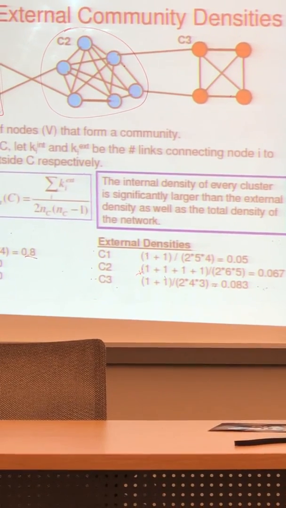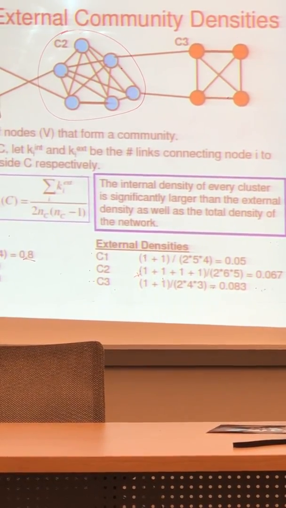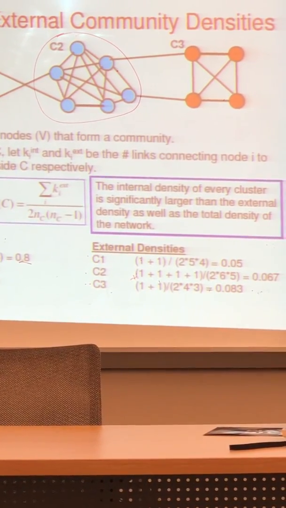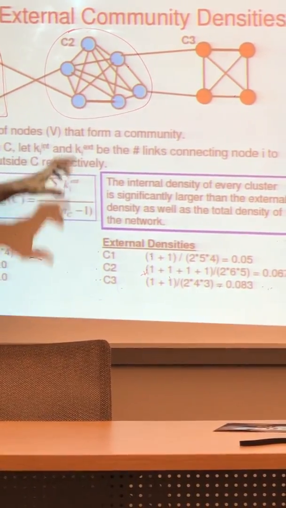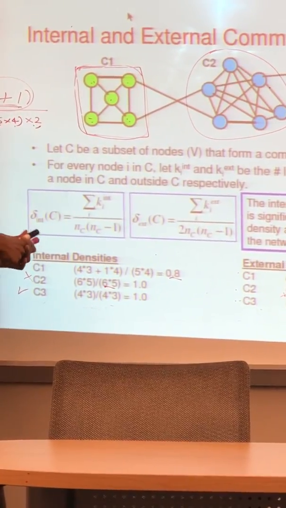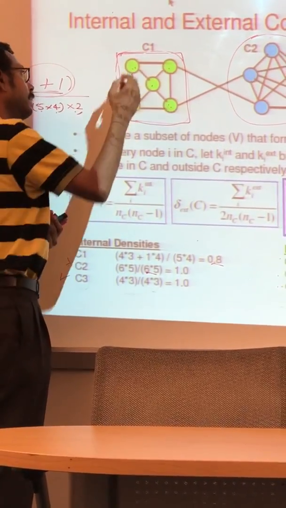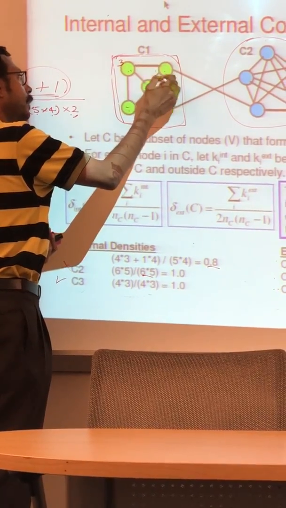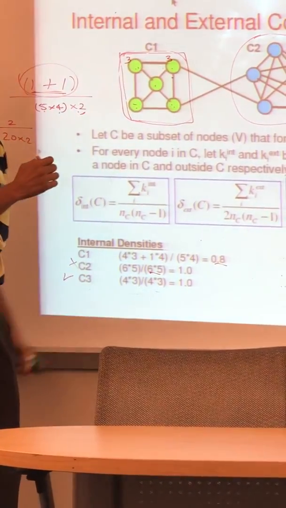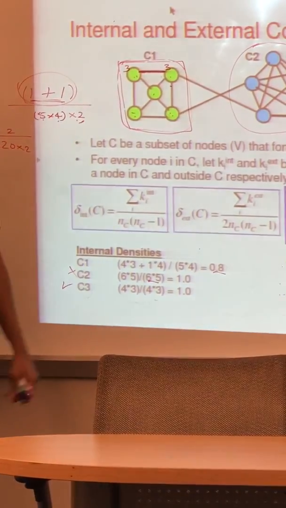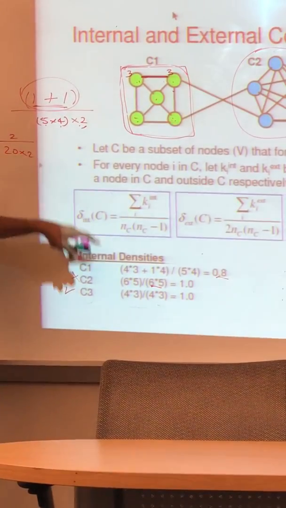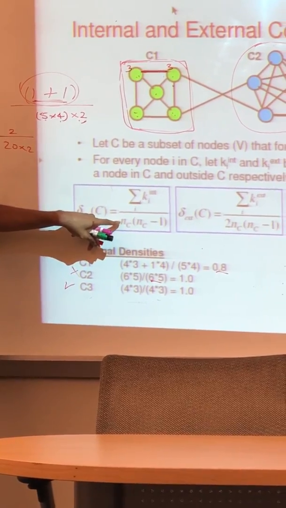I know 6 into 5. Why 6 into 5? I am asking about that particular 2. Which 2? 2 into 6 into 5. That 2 is because, when we did the internal density calculations, we added up the internal degree. So this is degree 3, this is degree 1, again 3 and so on, right? So each edge was counted twice there. Oh, okay. Whereas here, we did not multiply the denominator by 2.